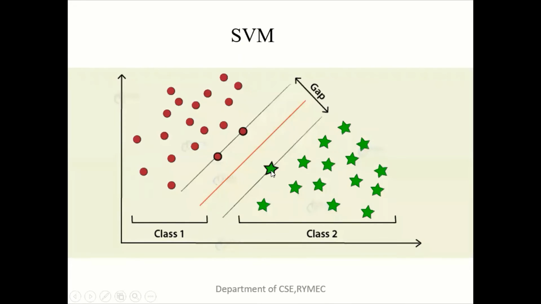If you're wondering what support vector machine is, it is a supervised machine learning model which is used for classification. As you can see from the diagram, there are two types of classes. If we want to classify these two, then we make use of SVM. There is a red line here, which is called a hyperplane, and there are two other lines which are called margins, and the distance between them is called the gap.